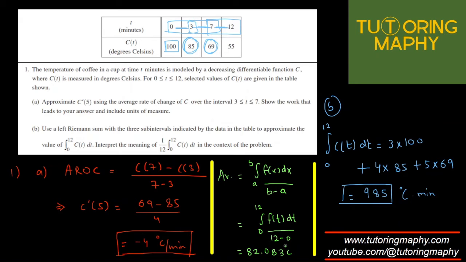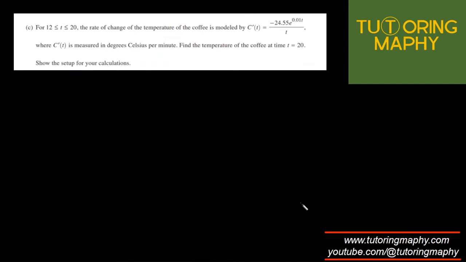And the meaning of this is the average temperature of the coffee in the cup from 0 to 12 minutes is 82.083 degrees Celsius. This is how we are going to interpret the meaning of this answer. I hope this makes sense. Let's go to question number C, part C.